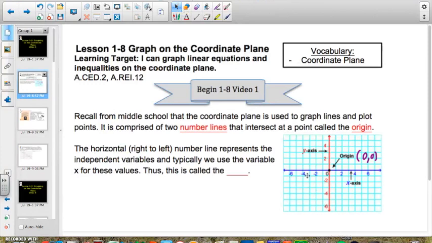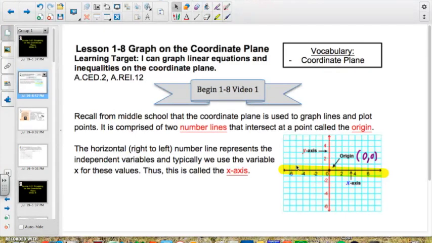Now, as I mentioned, we have 2 different number lines. One goes from left to right, and that one is going to be called our x-axis, and it's going to go across right like this. And this is going to show where all our x values are on the graph. Our negative numbers are going to be to the left of the origin, and our positive x numbers are going to be to the right of the origin. And these are going to represent all the x values in our function.